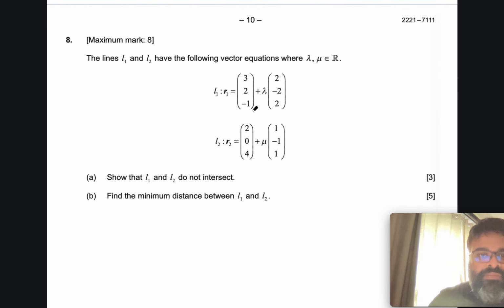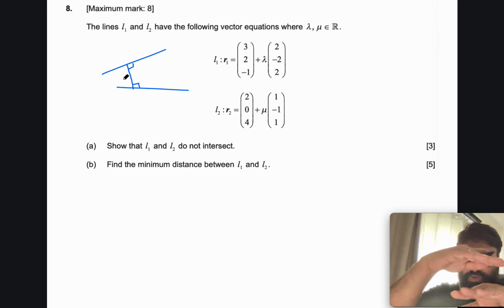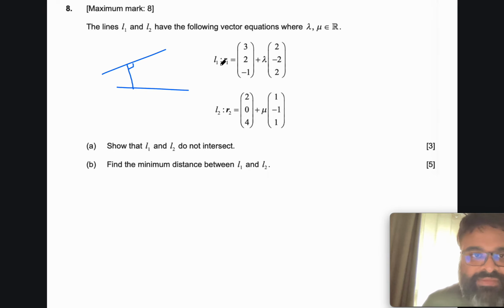That's question number 7. Now, the 8th question is a question of vectors. Let's see how we can do that. There are two lines here, and they have their vector equations given to us. You have to show that line 1 and line 2 do not intersect. They could be parallel lines like this, or in 3D they could be skewed lines, and still not intersecting each other. It's like passing one over the other. But anyways, look at the equations.